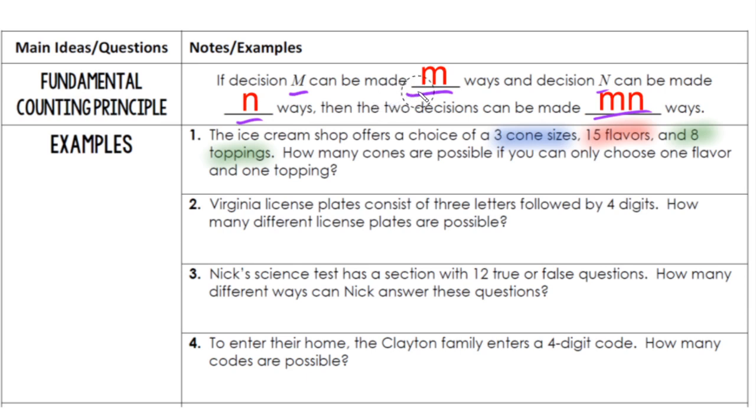Well, the fundamental counting principle says that it's a multiplication of the different ways that each of the things can be done. So if you have to have a cone, there are 3 cones. Then there are 15 flavors and 8 toppings. And so you multiply 3 times 15 times 8. And you get 360 different possibilities. And that's that. Next up, Virginia license plates consist of 3 letters followed by 4 digits. How many different license plates are possible?